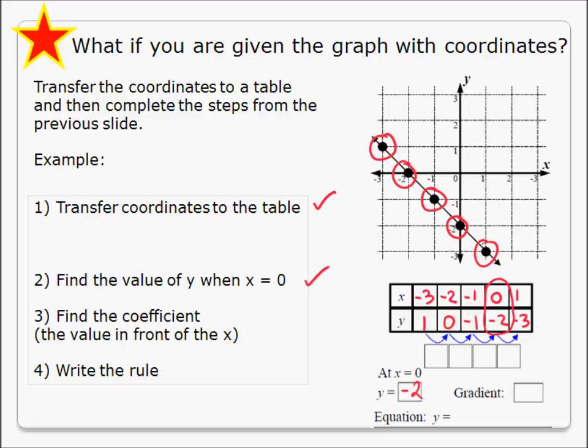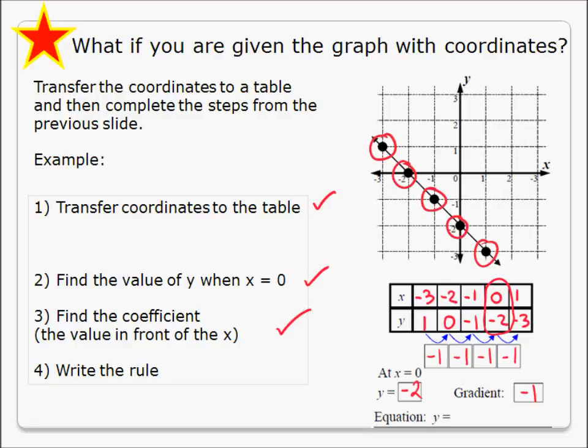Now, my next point is to try and find out how the y values are changing. That gives me a clue to the gradient. If I go from 1 to 0, I'm going down by 1. If I continue, each one is consistently going down by 1. That's my gradient. I'm going to place that in this little box here. So I found the coefficient of x.